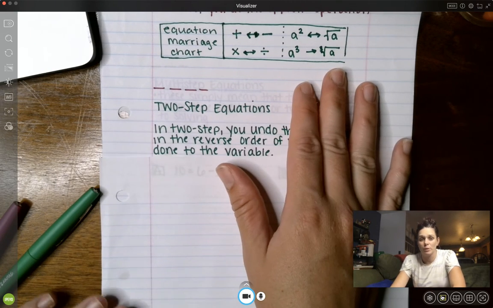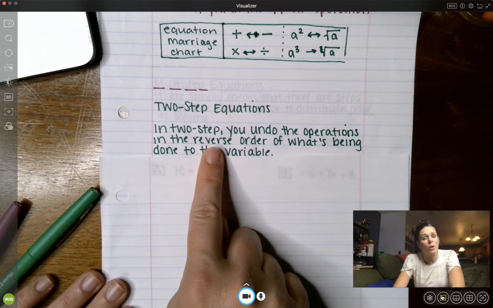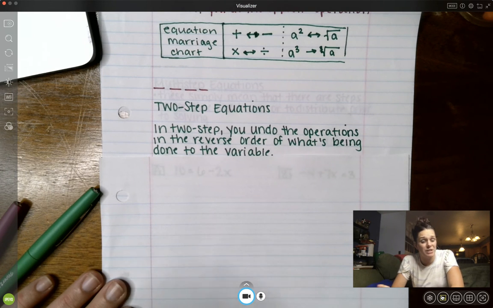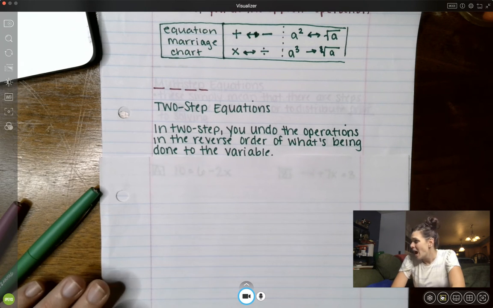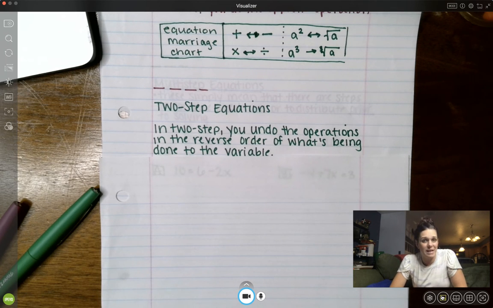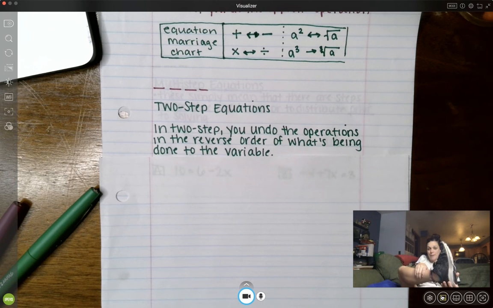So we have this little blurb here. In two-step equations, you're undoing the operations in the reverse order of what's being done. I like to use the example of your socks and shoes. If we pretend that your foot is the variable, and I actually have a pair of gym shoes on right now, my foot is the variable. What I had to do to get on my socks and shoes is I put my sock on first, then I put on my gym shoe and I tied it.